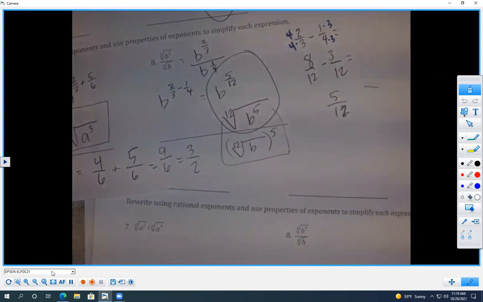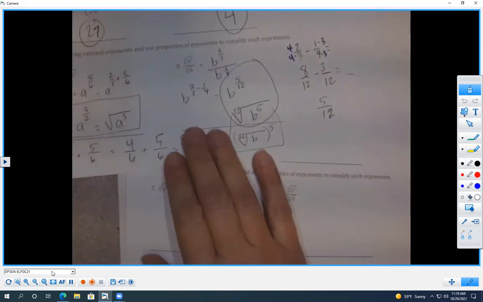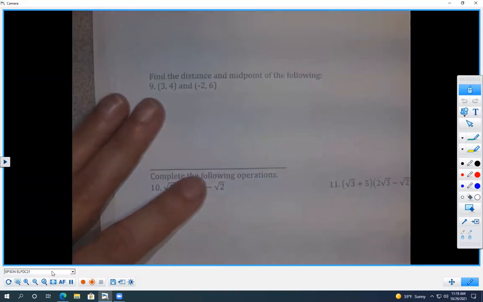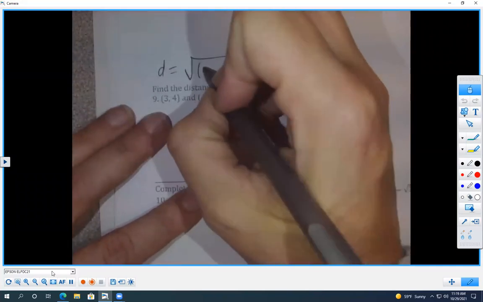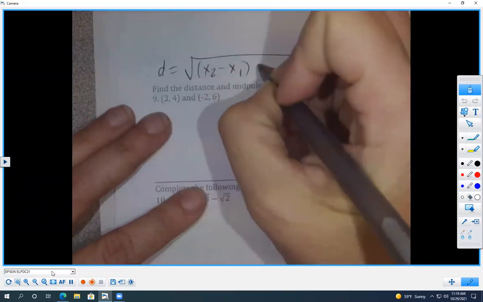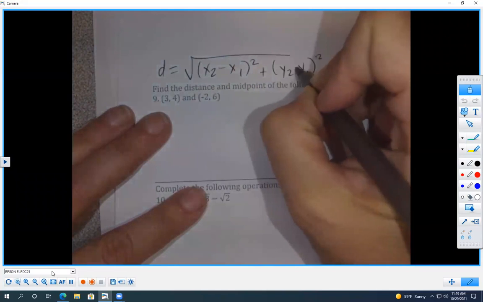Okay, so that's basically half of your test, exponent rules and rational exponents. The other half of your test, if you turn it over, for number 9, distance and midpoint, you get a formula for that. Let's go ahead and write that down. Your distance formula is d equals the square root of x2 minus x1 squared plus y2 minus y1 squared.